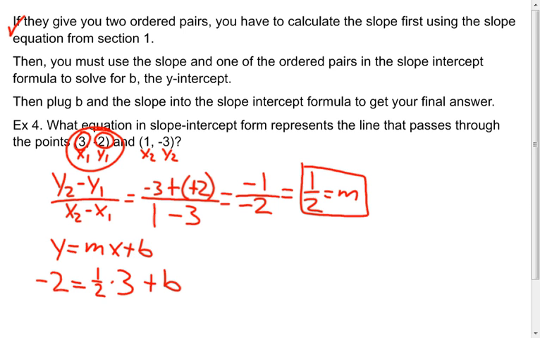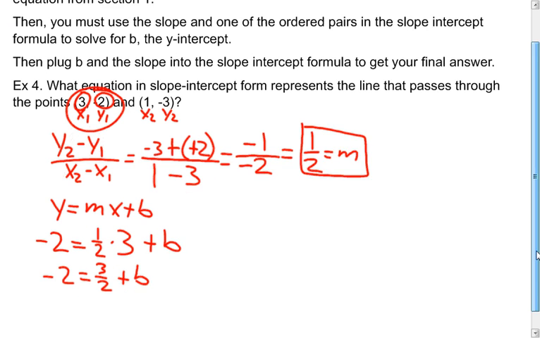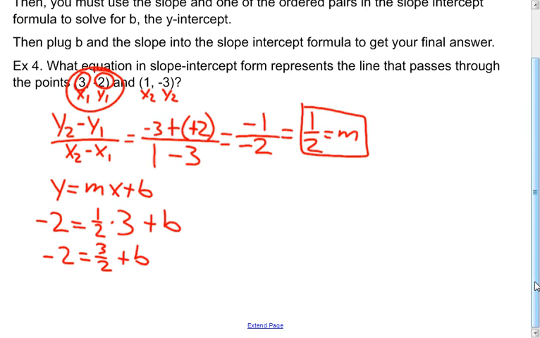3 times 1/2 is 3/2. Now, in order to solve for b, I'm adding 3/2, so I have to subtract 3/2 from both sides. And I get b equals negative 3.5. Okay. So, we solved for b.